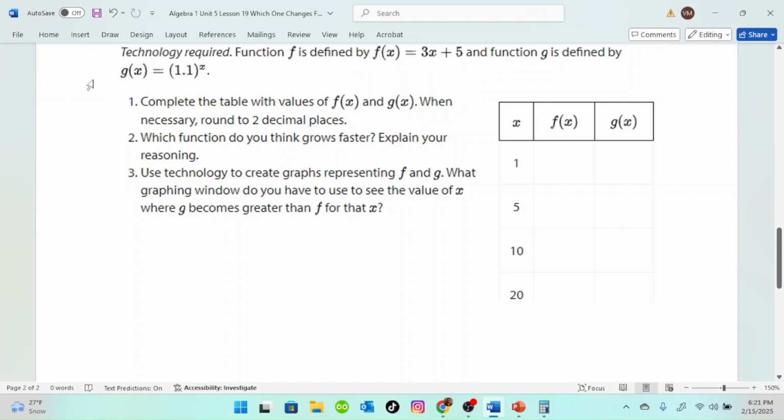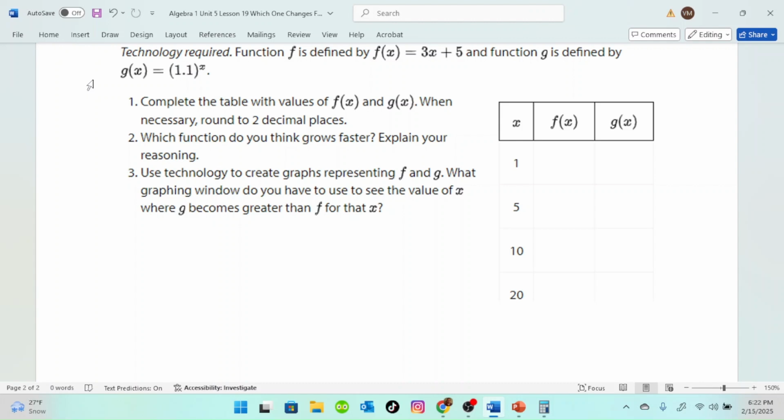Our next practice problem says technology required. Function f is defined by f of x equals 3x plus 5, and function g is defined by g of x equals 1.1 to the power of x. Number 1, complete the table with values of f of x and g of x. When necessary, round to 2 decimal places.